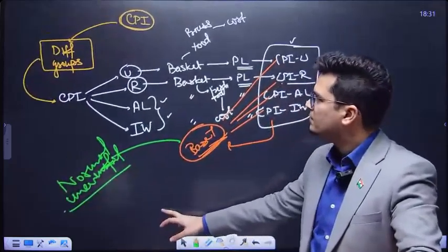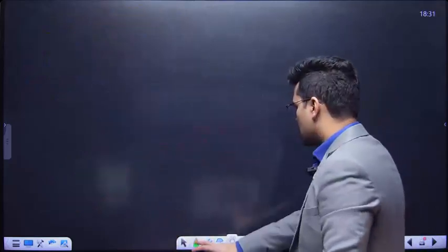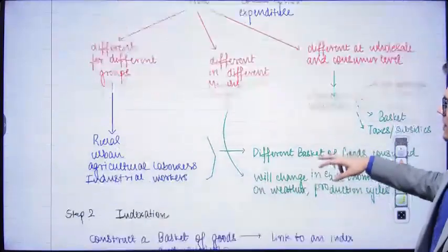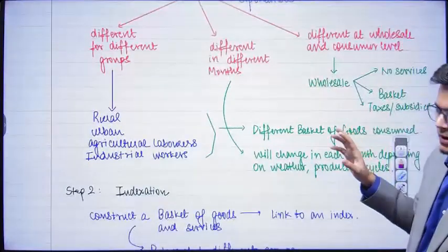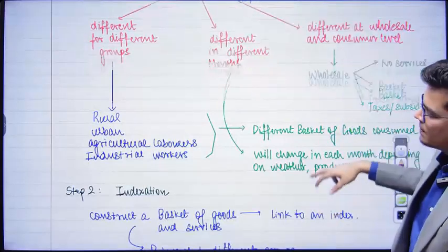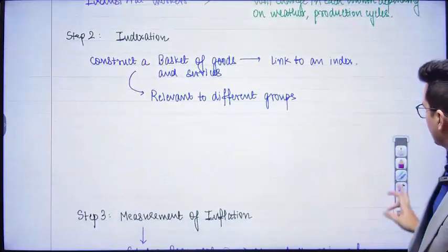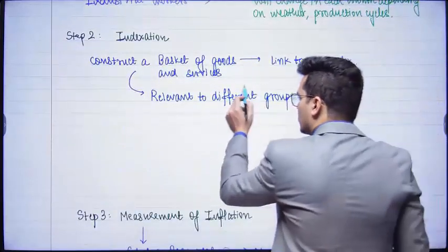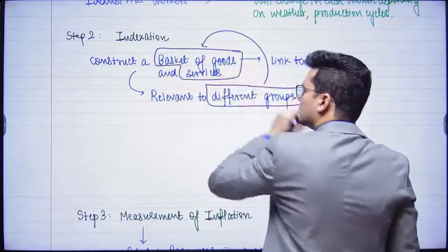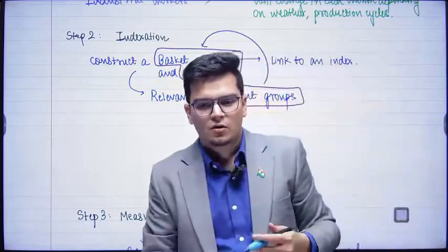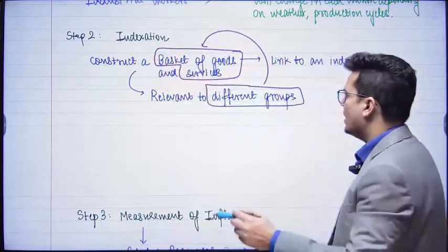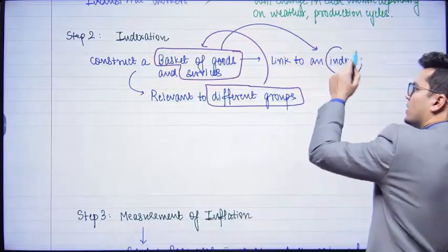अब देखते हैं, पहली प्रॉब्लम क्या थी कि डिफरेंट ग्रुप्स, दूसरी थी डिफरेंट इन डिफरेंट मंथ्स, ठीक है। अब इस प्रॉब्लम को सॉल्व करते हैं, फिर इस प्रॉब्लम को सॉल्व करेंगे, राइट। अब for each different group, I will create a basket of goods and services, and I am measuring this mathematically, so I will link to an index.